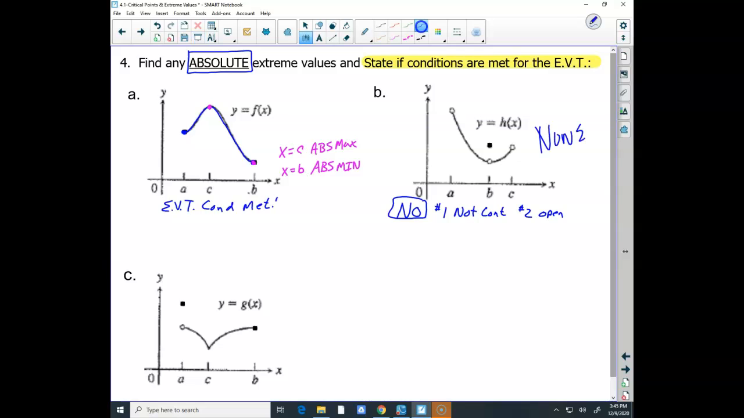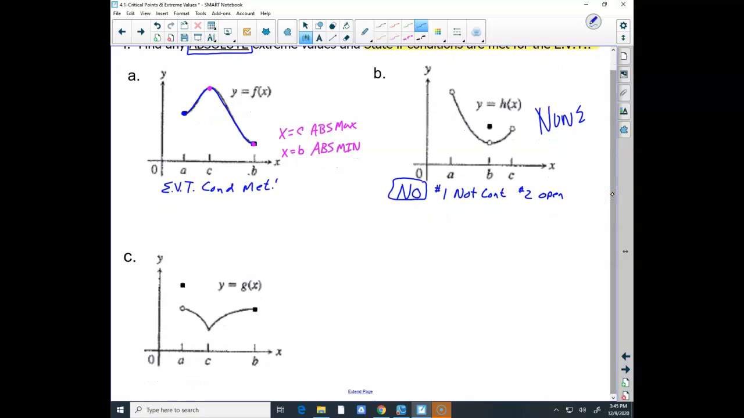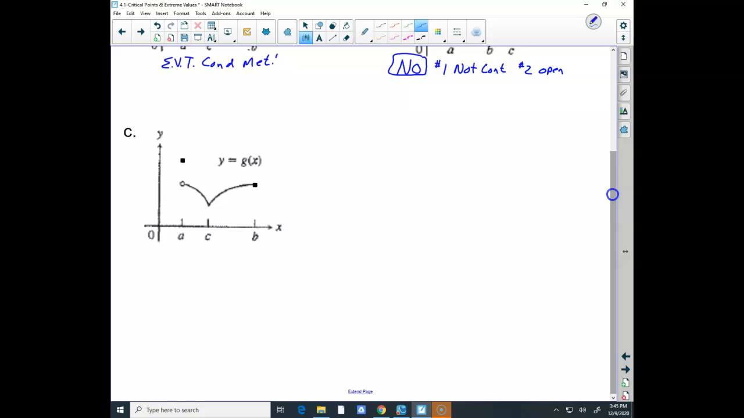And then as I look at the last one, C, are the conditions met for the extreme value theorem? Well, they are not. Conditions not met. Why are the conditions not met? Well, it's not a closed interval, and it's not continuous. And I would mainly state with that, if it's not continuous, I don't even care about the closed interval. So it's not continuous.